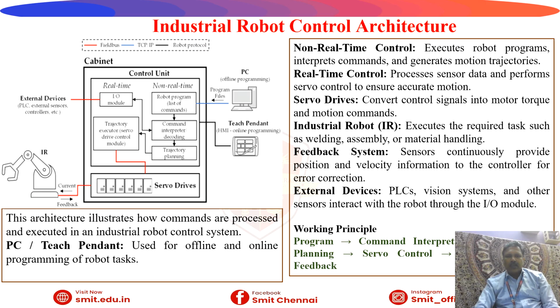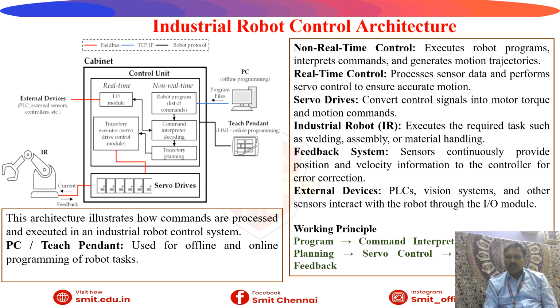Here we can see the industrial robot control architecture. External devices are mentioned as the input output module, with real-time and non-real-time parts. The control unit is mentioned there: trajectory executive, servo control module, command interpreter, and trajectory planning. Various control units are mentioned here. This architecture illustrates how commands are processed and executed in an industrial robot control system used for offline and online programming of robot tasks. Non-real-time control executes robot programming, interprets, controls, and generates motion trajectories.